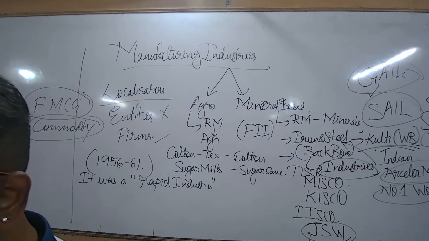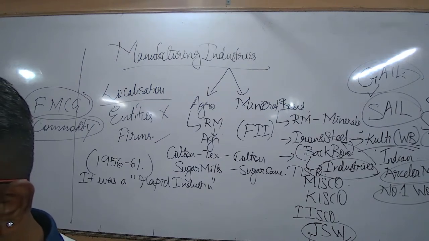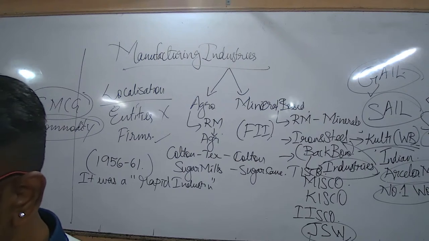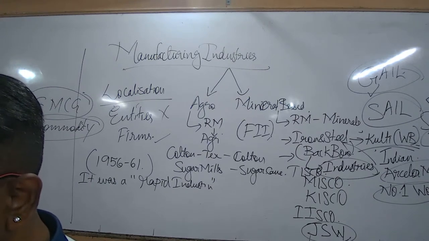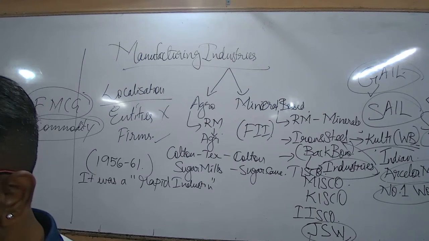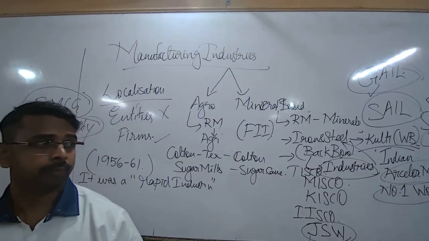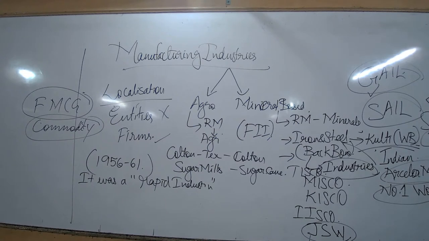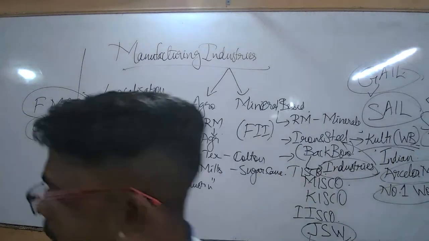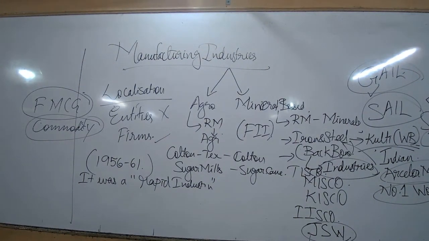cotton textiles. Hyphen, you write cotton. Sugar mills. You write sugar cane. And second, you write down mineral based. Are those industries where minerals are processed into metals and non-metals? Where minerals are processed into metals and non-metals.